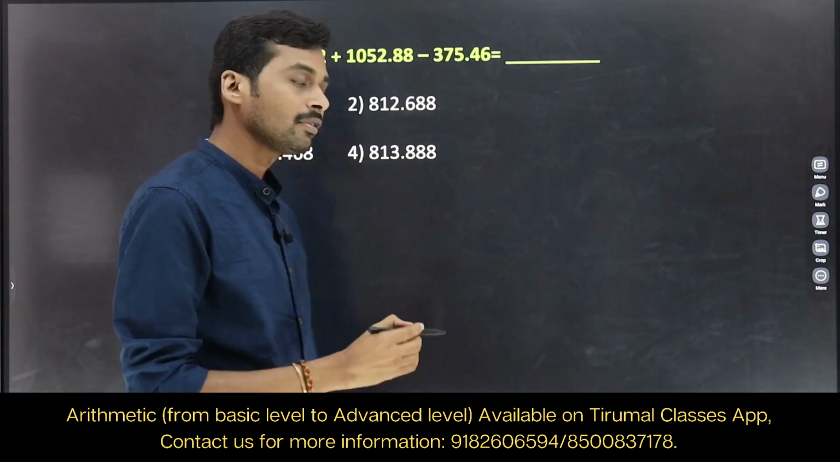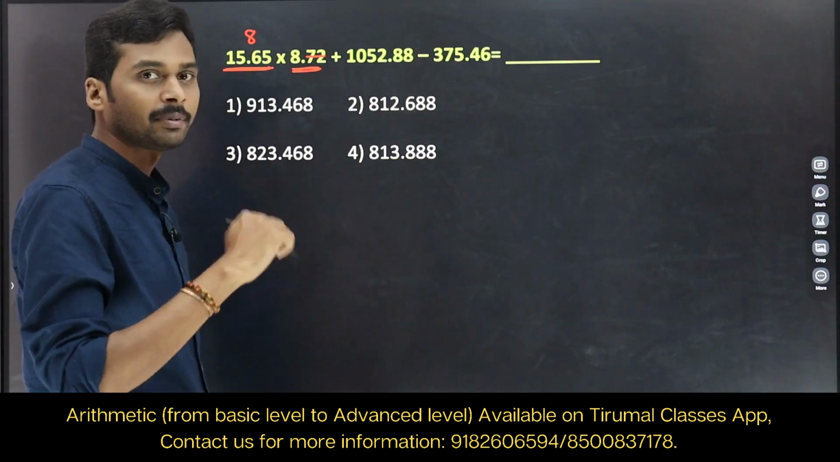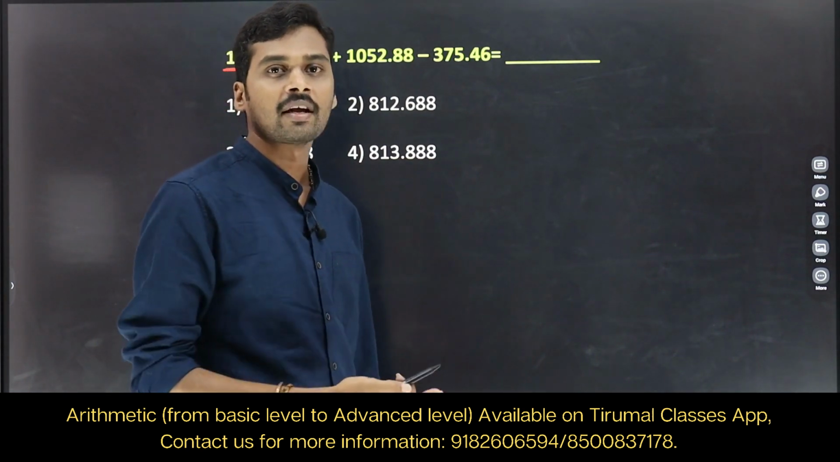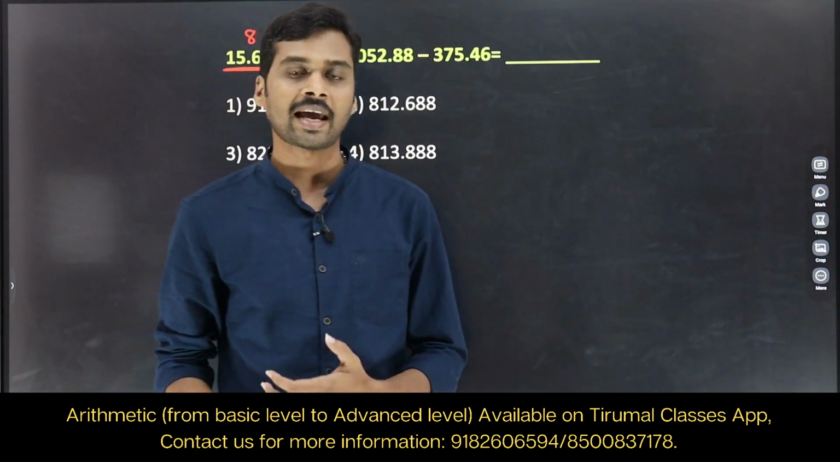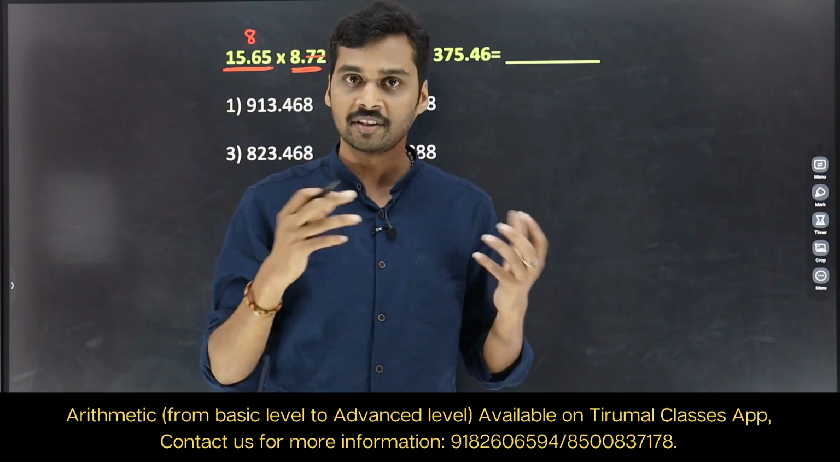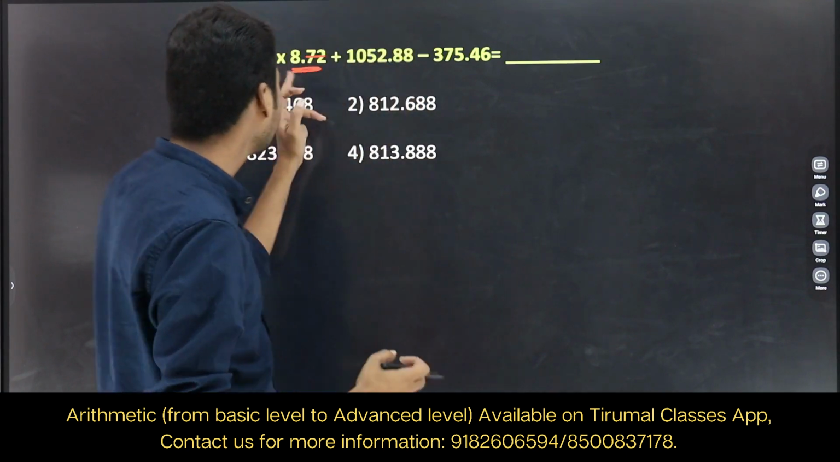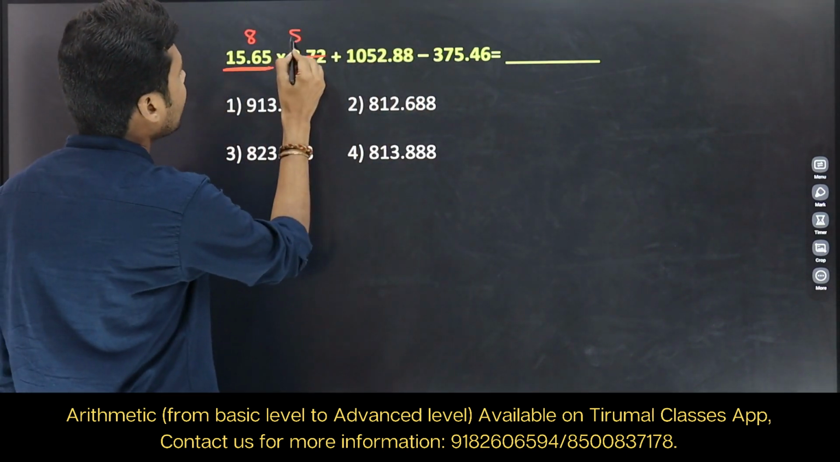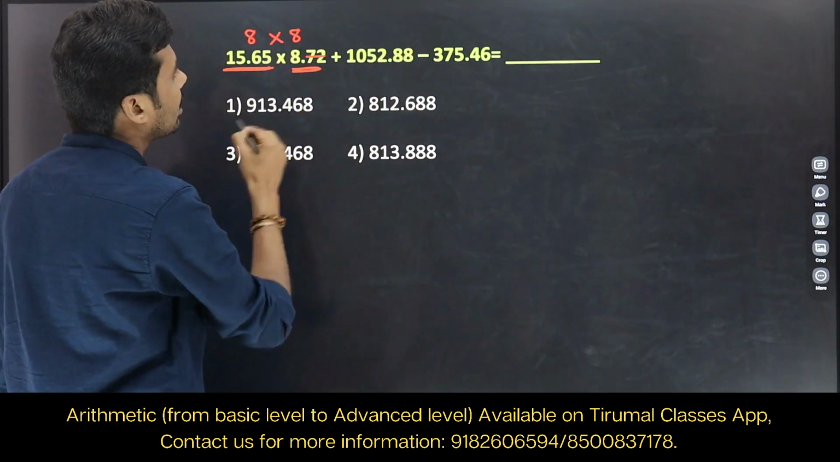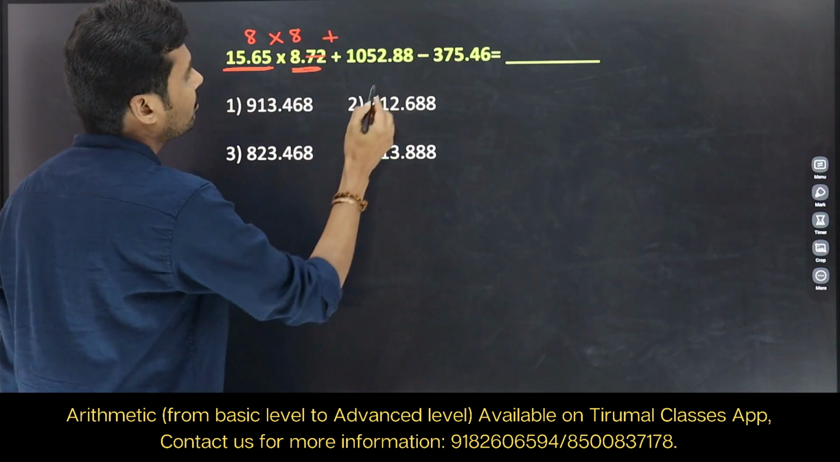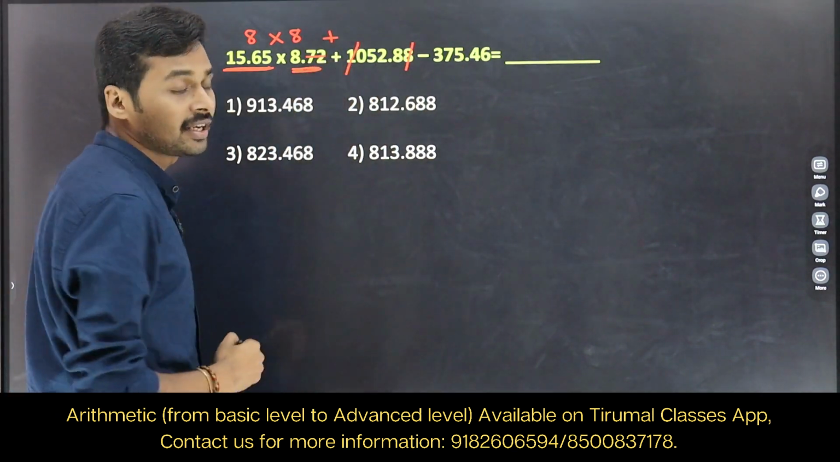8.72: you can cancel out 7 plus 2, which is 9. You can always cancel out or cast out the 9s. Wherever you get the digit sum as 9, you can cancel out those numbers. 7 plus 2 is 9, so what is the remaining value? 8. So 8 into 8 plus, here again 8 plus 1 is 9.